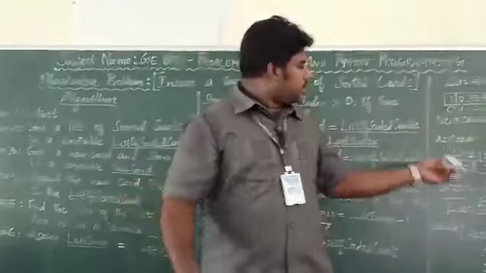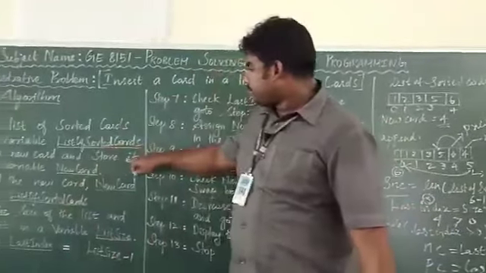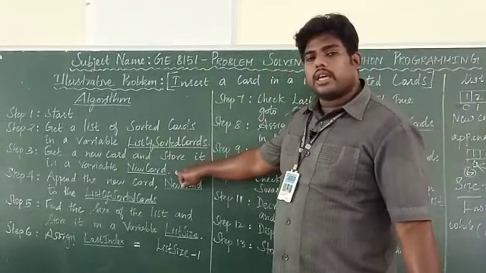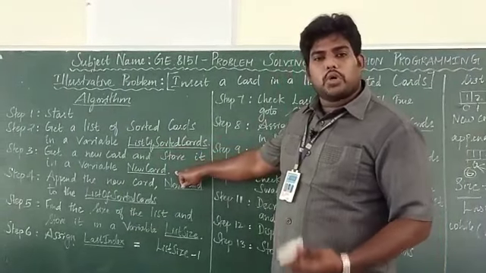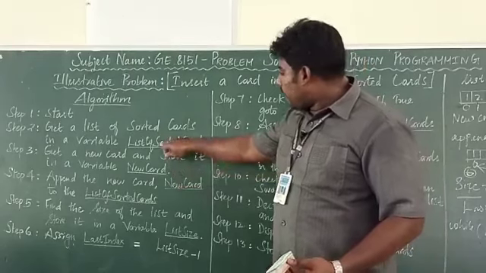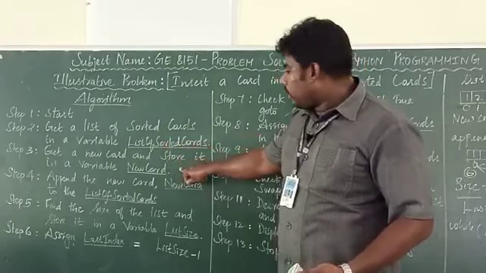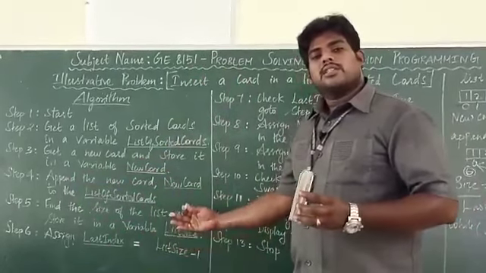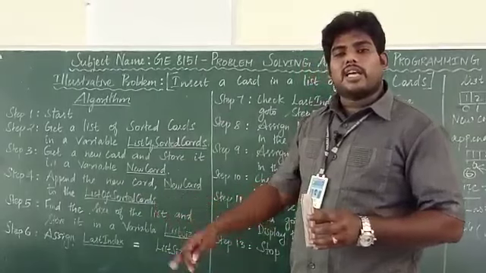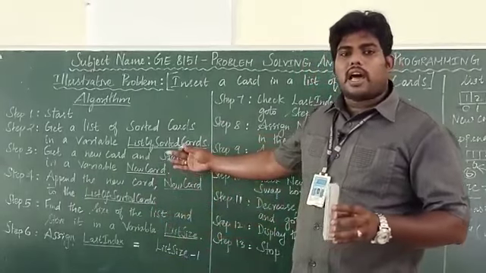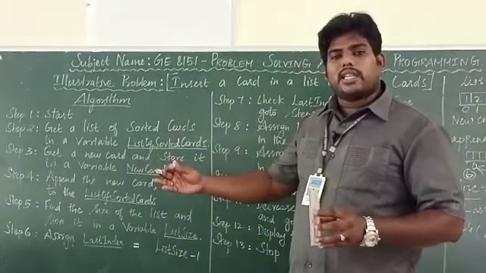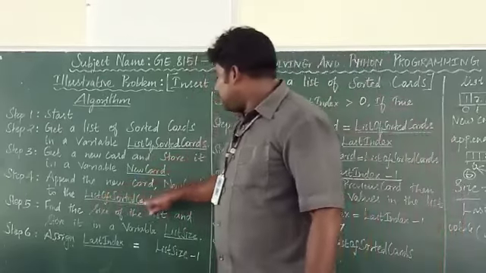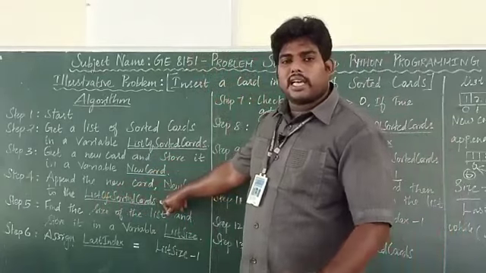That is nothing but your NC, new card. Get the new card and store it in the variable new card. I am getting a new element and storing it in the variable called new card. These underlined words are the variables. Then append. What is append? You want to add the new card at the last of the list of sorted cards. So append the new card to the list of sorted cards. You are adding at the last.